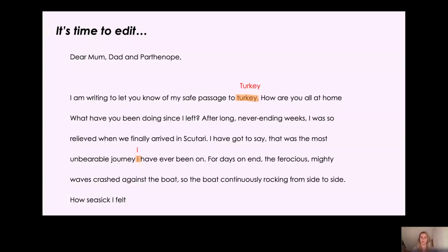I remembered my full stop at the end there. How are you all at home? Well, I've started with how, which is a question word. So I know that this is a question.